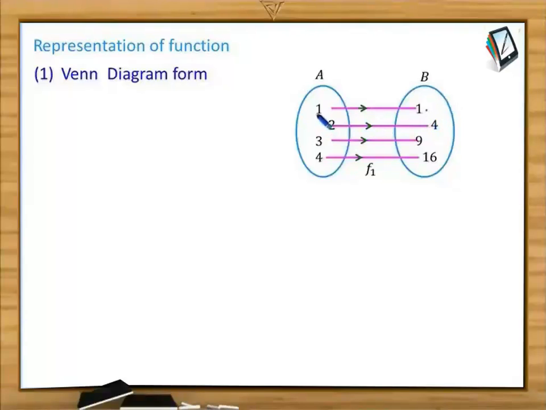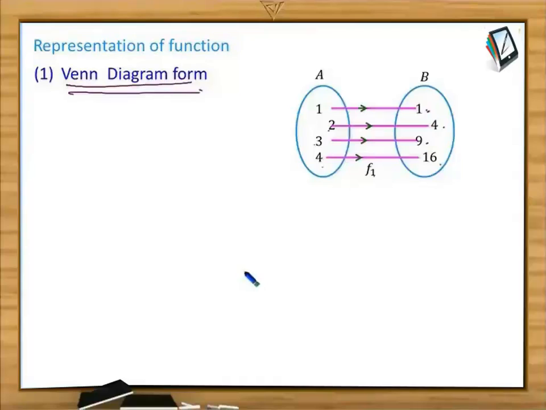So here 1 is related by the relation called F1 to another element 1 in the set B. 2 is related to 4. 3 is related to 9. 4 is related to 16. Such a representation, where the two sets participating in the relation are given in the form of Venn diagrams and the relation or the function is denoted by arrow lines, is called the Venn diagram form of a function.